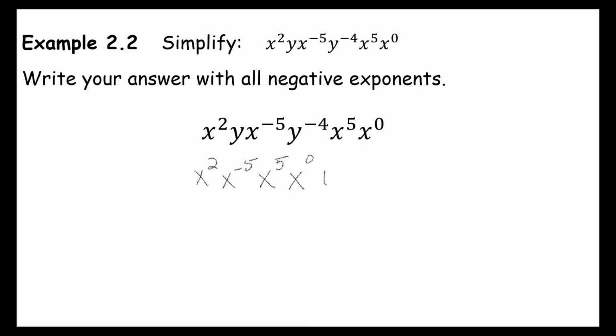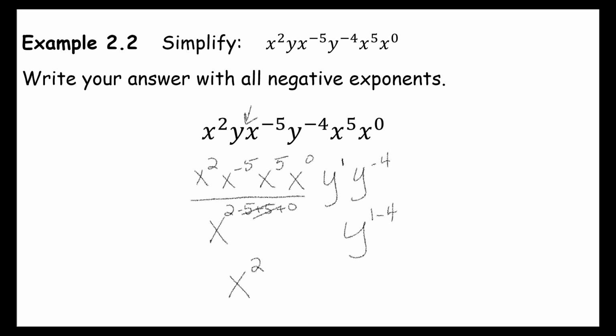I've got all those, and then I've got y with no exponent on it, but that just means the exponent is 1. And then you've got y to the -4. So I'm going to look at my like bases. They're all multiplied together. I can add the exponents. So 2 minus 5 plus 5 plus 0. And then for my y's, I've got 1 minus 4. So my final answer, these 5's are going to cancel, and I'll have x squared y to the -3.